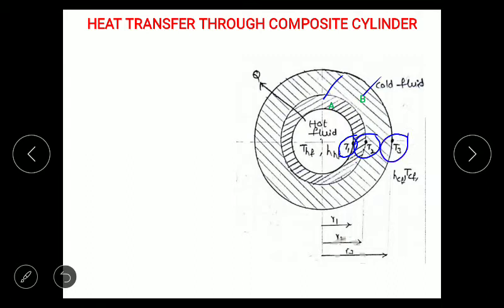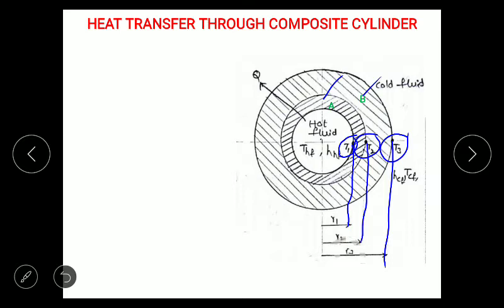And the first cylinder's inner radius is R1. Then the outer radius of the first cylinder or inner cylinder is R2, which is also the inner radius of the outer cylinder. Then the outer cylinder's outer radius is R3. So R1 is the inner radius of the inner cylinder, R2 is the inner radius of the outer cylinder or the outer radius of the inner cylinder, and R3 is the outer radius of the outer cylinder.